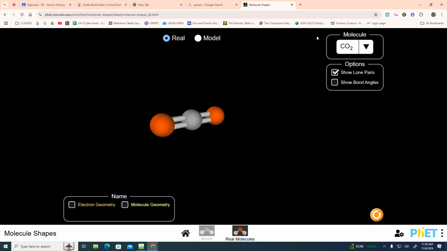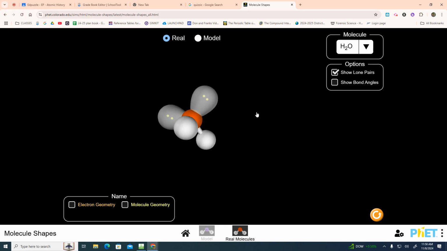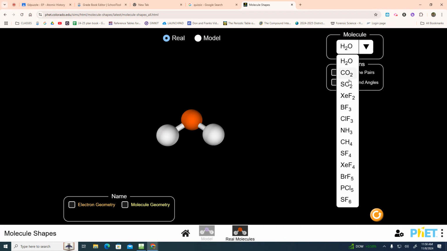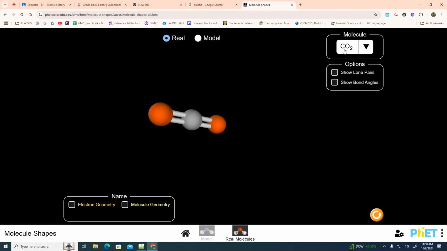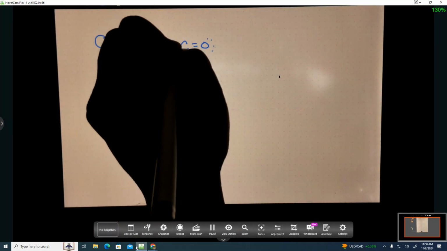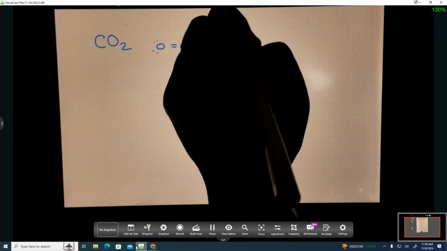Why is this linear where water was not? There's water. Here's carbon dioxide. Why is this one linear and this one's bent? Where they look like they should be the same. There's no lone pairs. So for carbon dioxide, there's no extra electrons on this central atom pushing these 2 oxygens down. And because there's no lone pairs, this is a linear molecule. So carbon dioxide, which looks like this, is also linear.